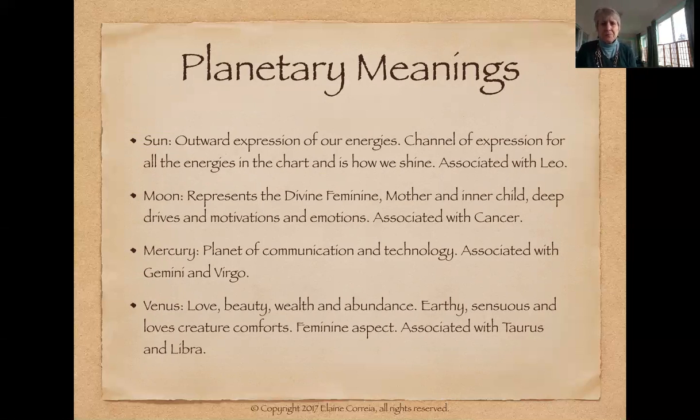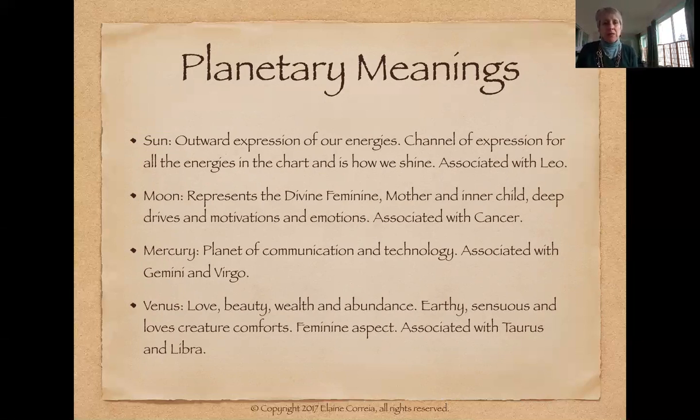The Moon represents the divine feminine, the mother, and the inner child, and the deep drives and motivations and our emotions. And it's associated with Cancer. Mercury is a planet of communication and technology. It's associated with Gemini and Virgo. Gemini is more of the storyteller. Virgo is more of the detail-oriented, perfectionist type person who likes to delve down into something deep and take it all apart and then put it all together because now they know how it works. So that is the blessing side of the details.